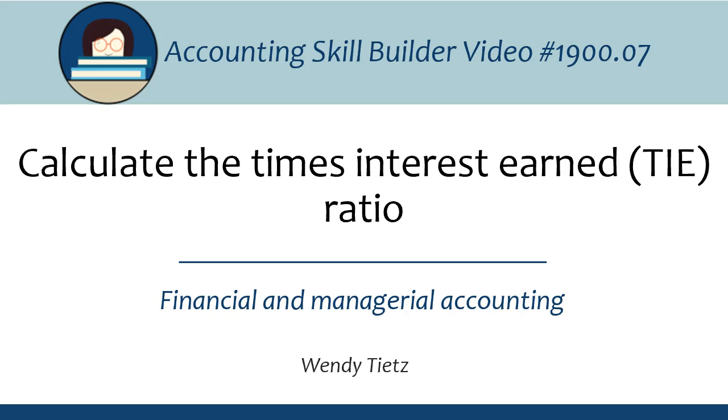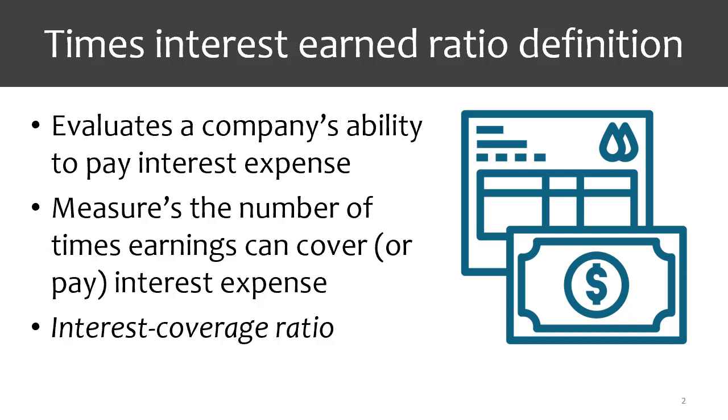In this video, we are going to walk through how to calculate the times interest earned ratio. The times interest earned ratio, or TIE, evaluates the company's ability to pay interest expense. This ratio measures the number of times earnings can cover or pay interest expense. This ratio may be called the interest coverage ratio.